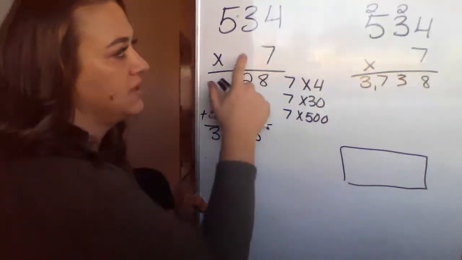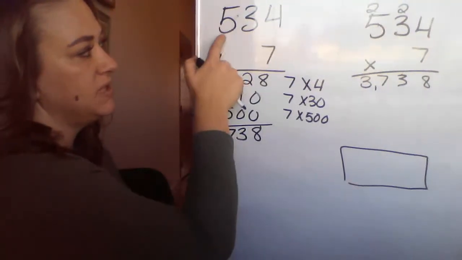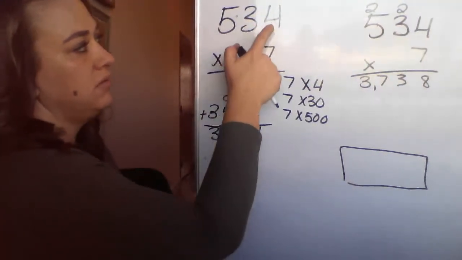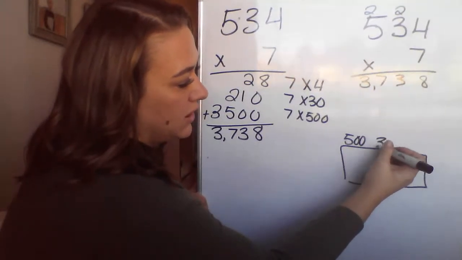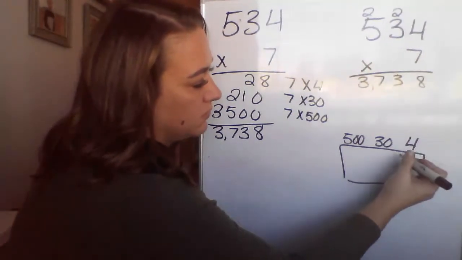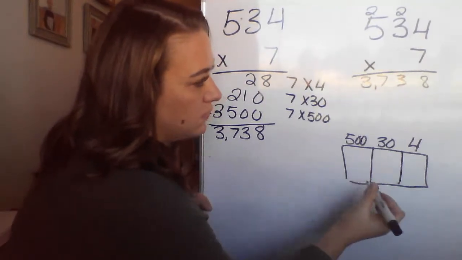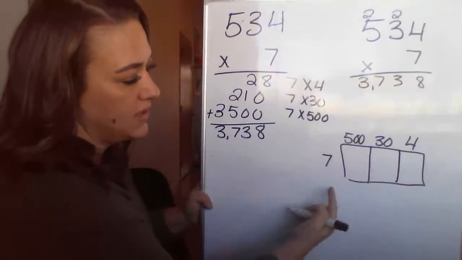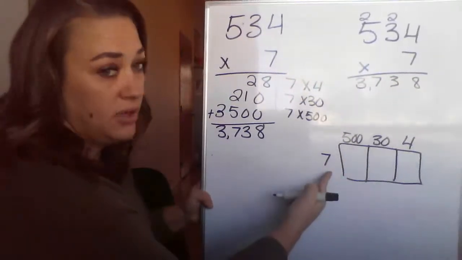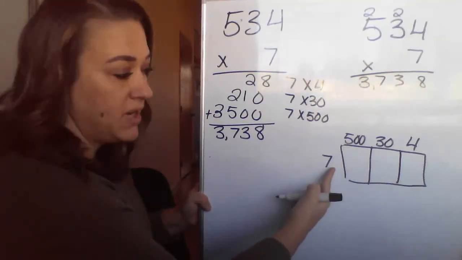rectangle. Across the top, I'm going to break this apart by place value. So 534. Multiply it by 7. So I'm going to find the area for each little rectangle. So length times width. Whatever's on the top, multiply by the side.